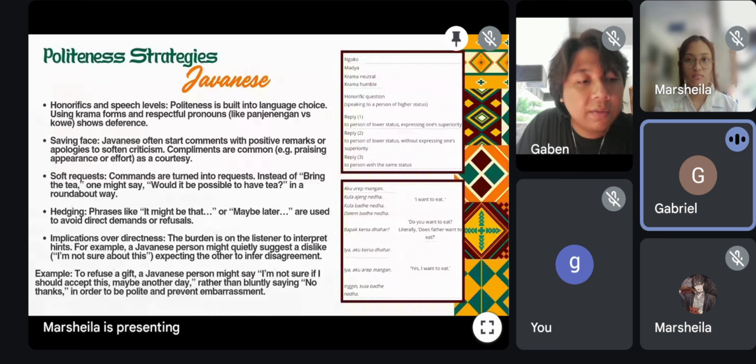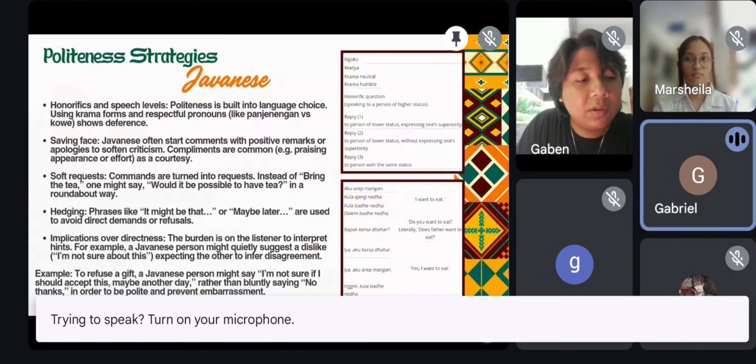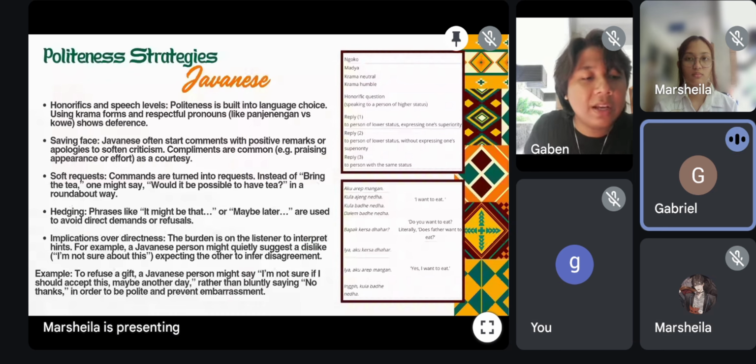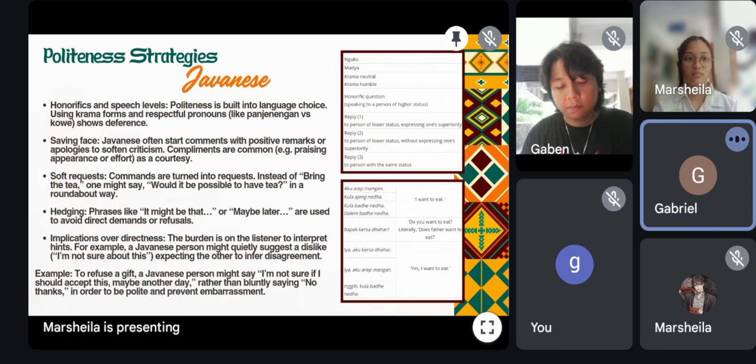There's also hedging, where phrases like "it might be that" or "maybe later" are used to avoid direct demands or refusals. There's also implication over directness, where the burden is on the listener to interpret hints. For example, a Japanese person might quietly suggest dislike, "I'm not sure about this," expecting the other to infer disagreement.